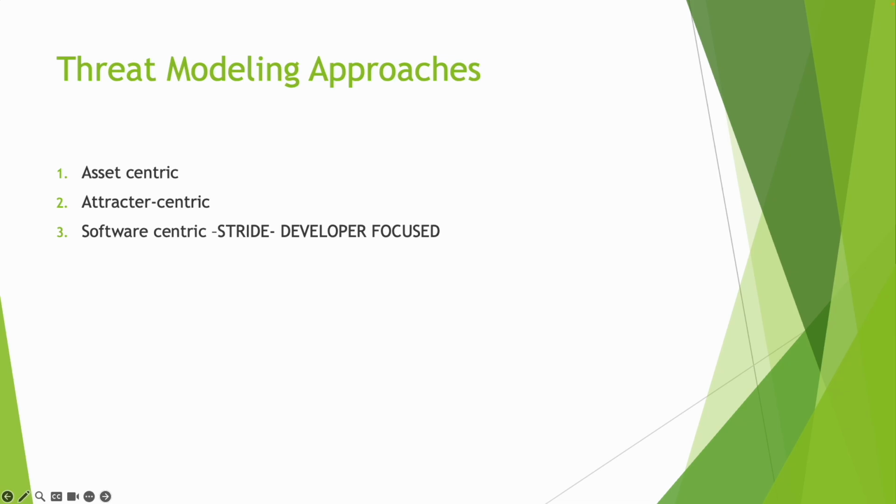In terms of spoofing, spoofing is related to authenticity, tampering is related to integrity, repudiation is related to non-repudiability, information disclosure means confidentiality, denial of service, the opposite is availability, and elevation of privileges is related to authorization.